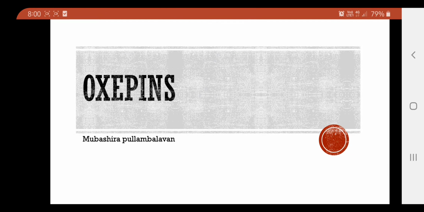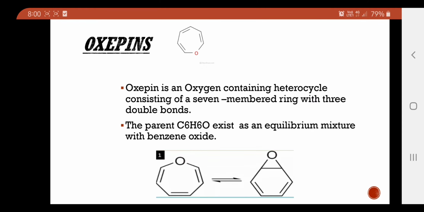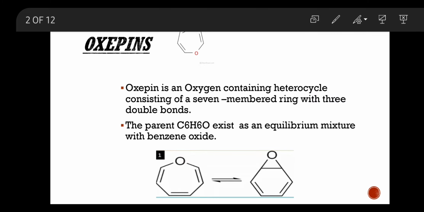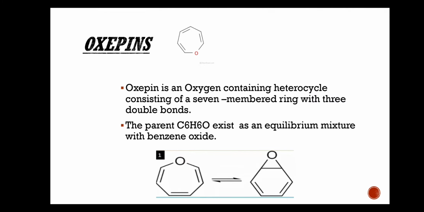Hello, here I am going to discuss oxepines. Oxepine is an oxygen-containing heterocycle consisting of a 7-member ring with 3 double bonds, and here is the structure of oxepine. The parent C6H6O exists as an equilibrium mixture with benzene oxide. This equilibrium has been supported by its NMR, C13 NMR and UV spectrum.